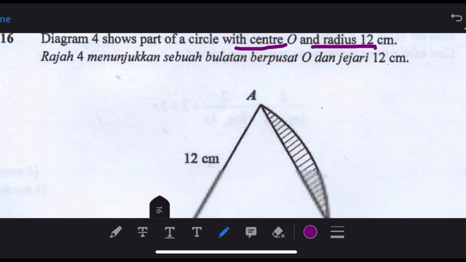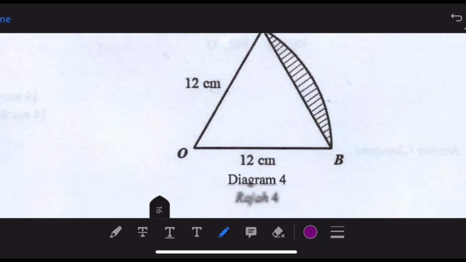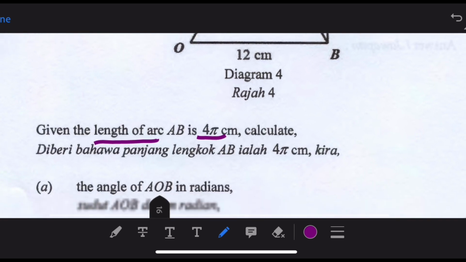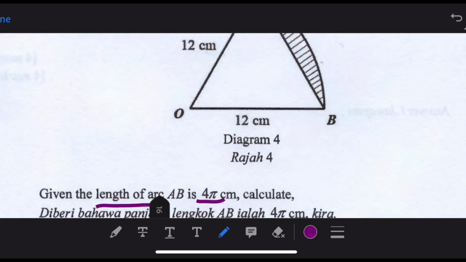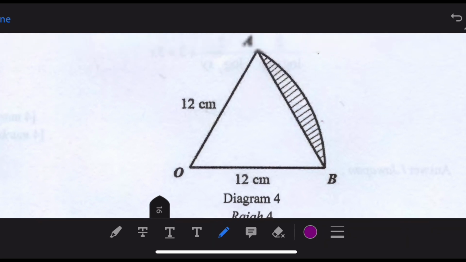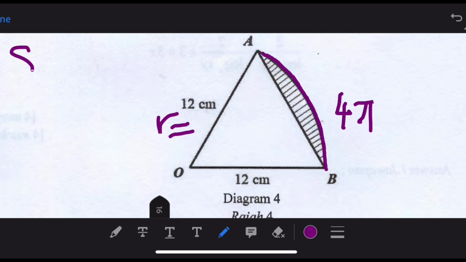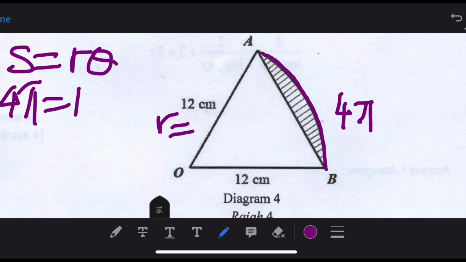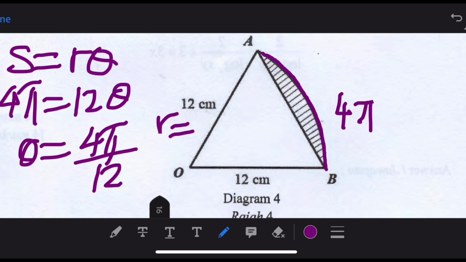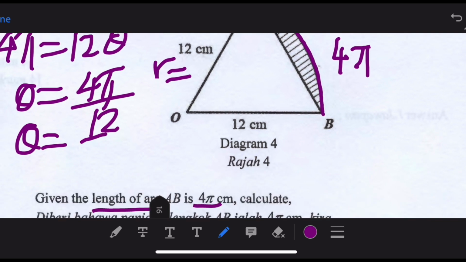You are given the circle with center O and the radius 12 cm. And then you are given the length of arc AB is equal to 4 pi. So this is quite a direct question. So the arc length AB was given as 4 pi, and you're asked to find the angle AOB. Remember the formula S equals R theta, and the theta is in radian. So we just substitute the arc length and the radius. You will get the answer: theta is pi over 3 rad.